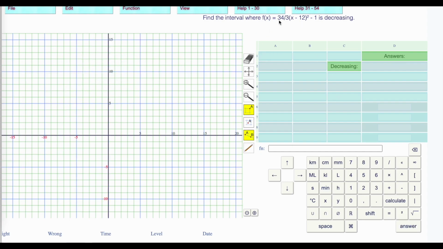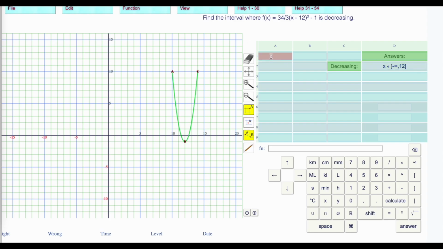The vertex is (12, -1), like that. It is opening up. It's going to do something like this. When's it decreasing? It's decreasing from negative infinity up until this vertex, when x is a member of the open bracket negative infinity until this is +12, closed bracket on that. But once again, this is not the exact parabola.